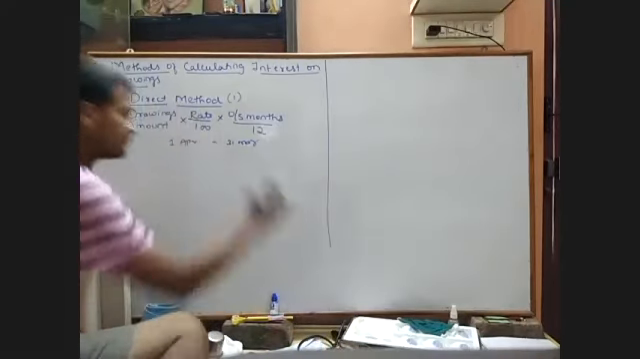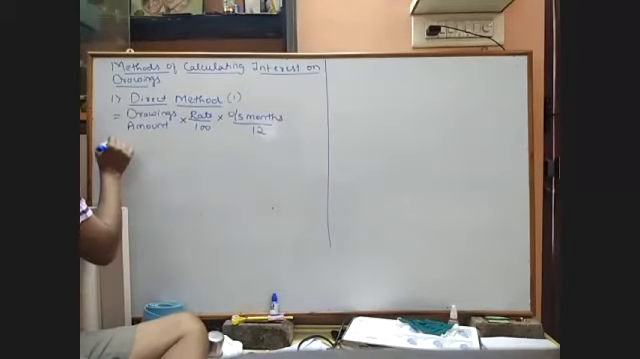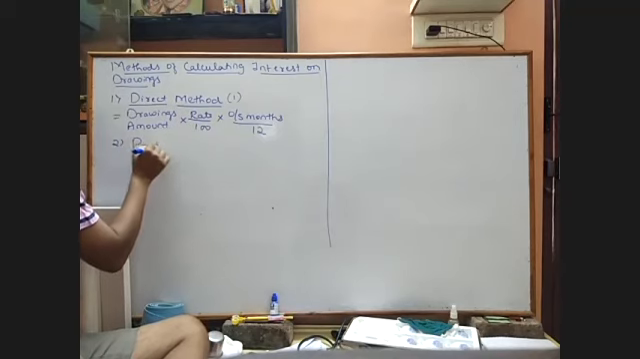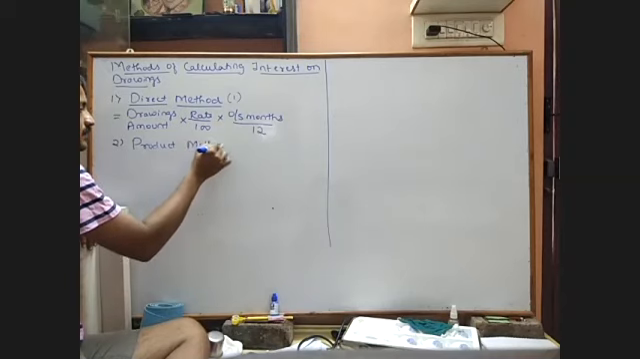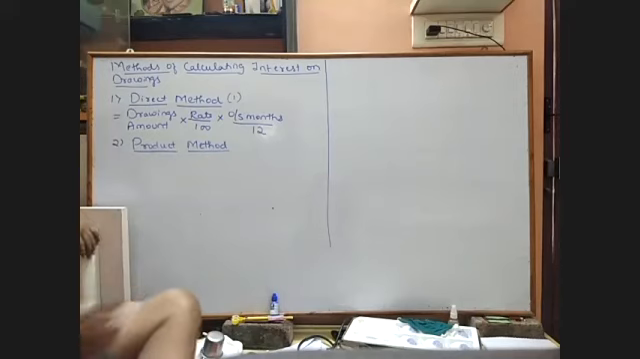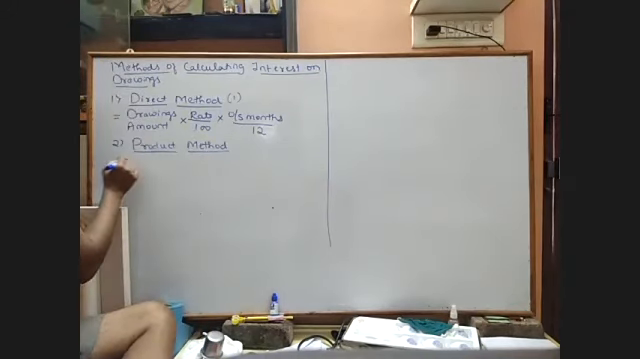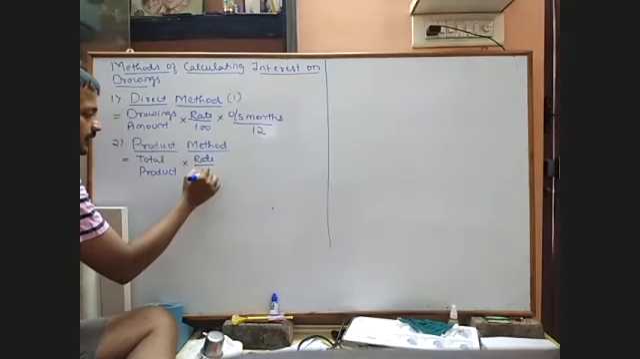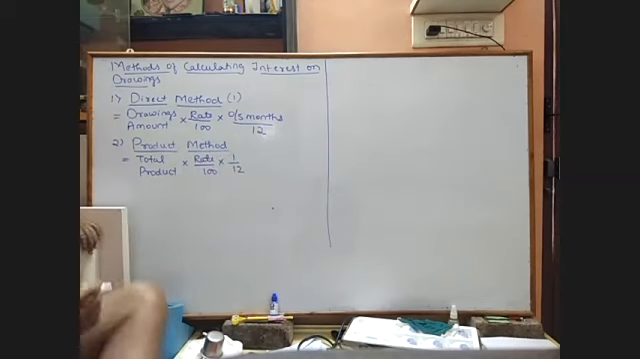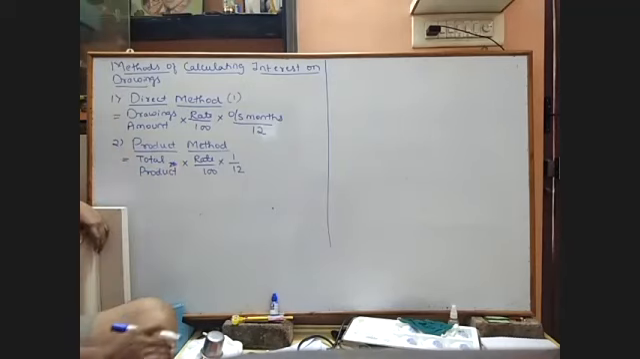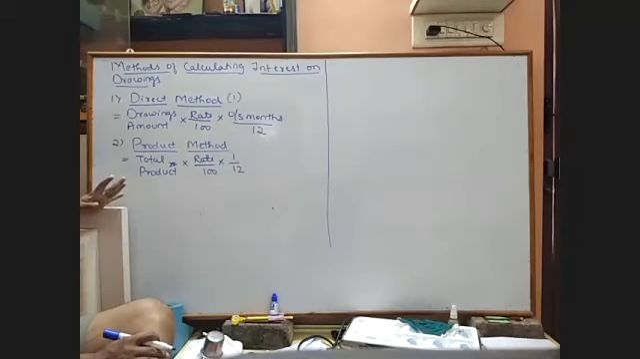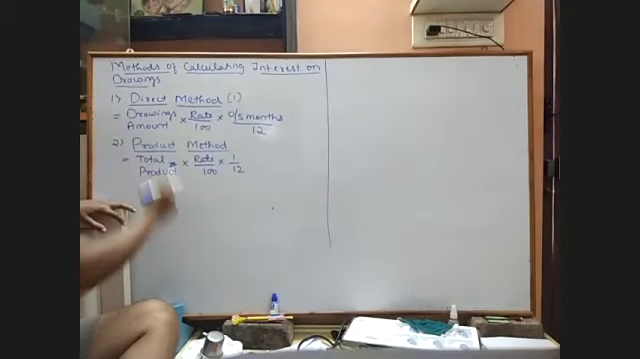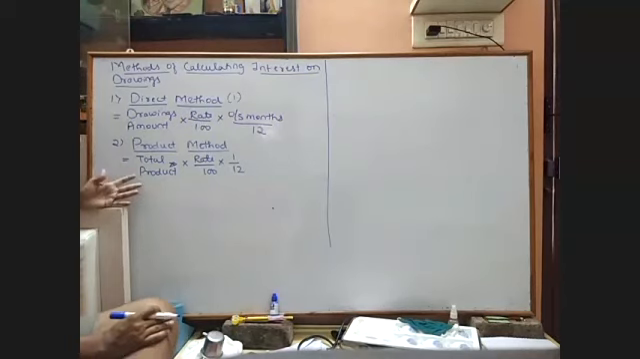Then next, the second method is the product method. Under this method, the formula is total product into rate divided by 100 into 1 divided by 12. Mathematically, product means the result of multiplication of two numbers, and the total of such products is called total product. I will tell you later how this total product will be ascertained.